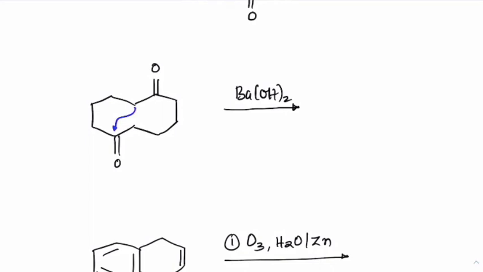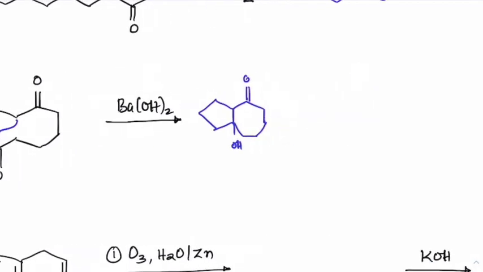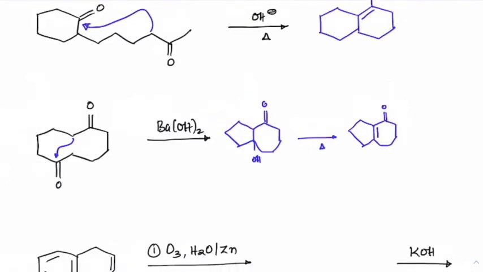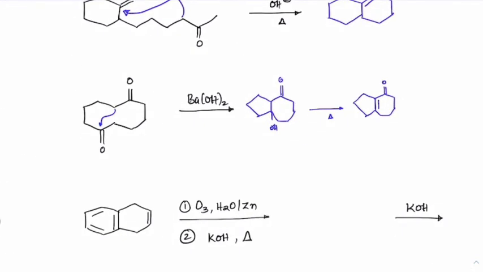So the attack would be from this methyl, and we will get one 5 membered ring like this, and attached to that 5 membered ring we will have one 7 membered ring, double bond O and OH here, which on heating will give us double bond O and double bond here. So that will be the final product.